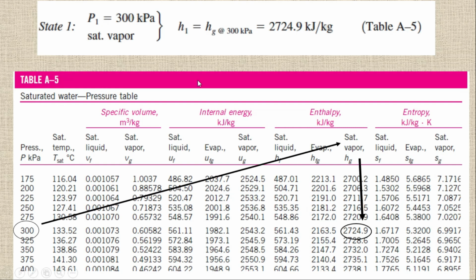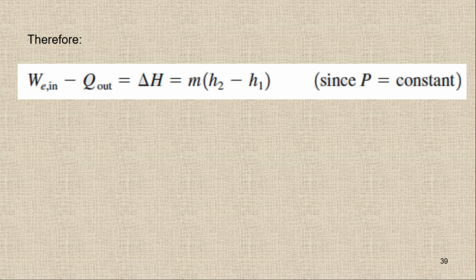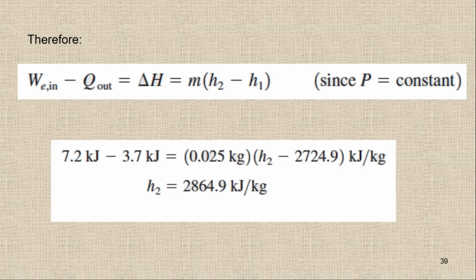So we know what the electric work is. We know what Q out is. I know what the mass value is. Even I know what H1 is. So if I put the values in this equation, then by rearranging, I can find out the value of H2. By solving the equation, you will get H2, which is 2864.9 kilojoule per kg. So the final enthalpy is given. Now we have the final enthalpy and we have the final pressure. The final pressure is 300 kilopascal because the pressure is constant.